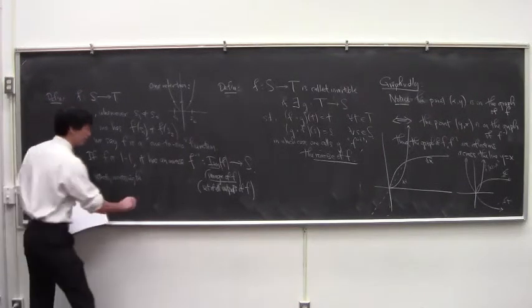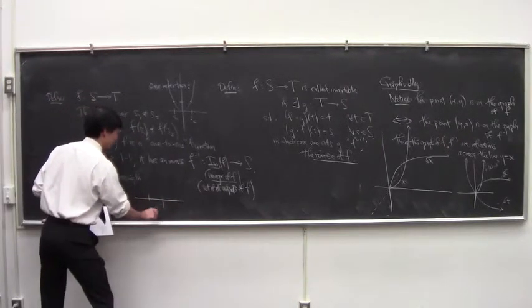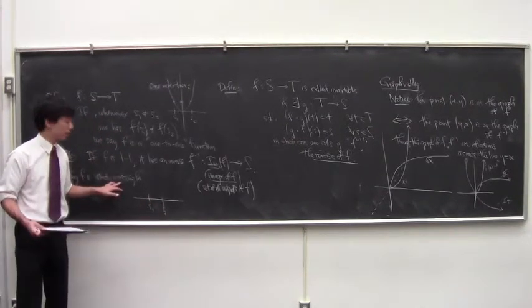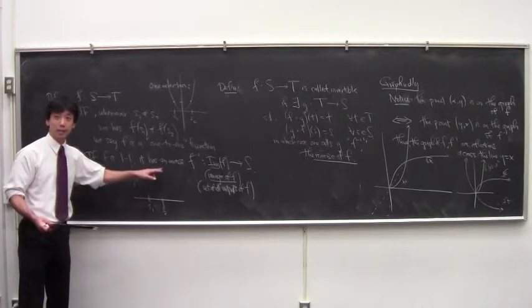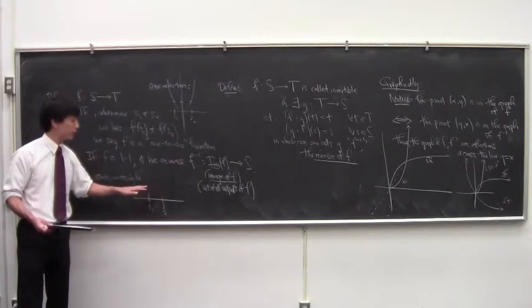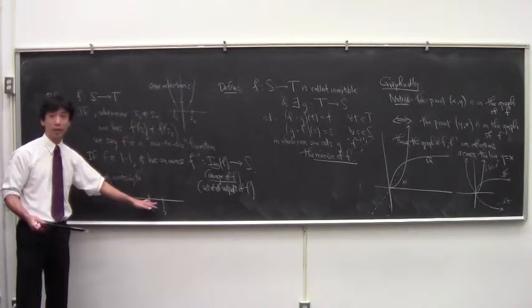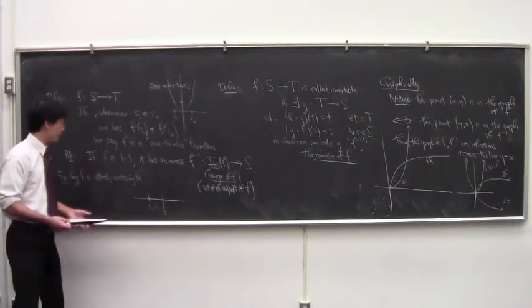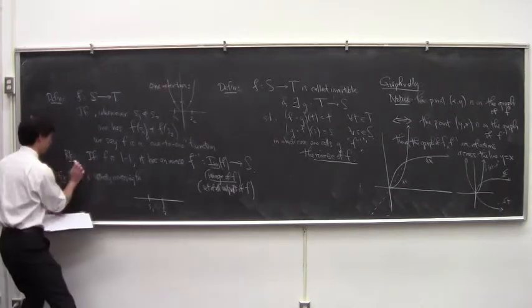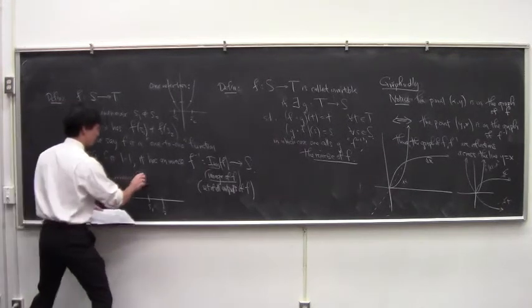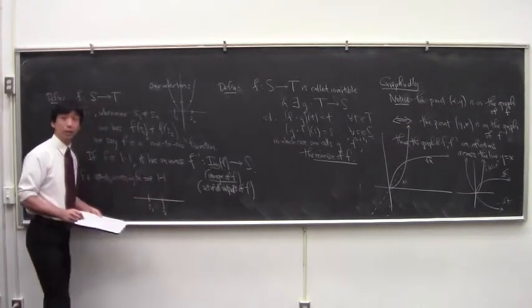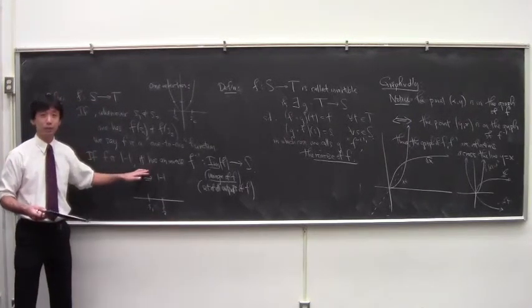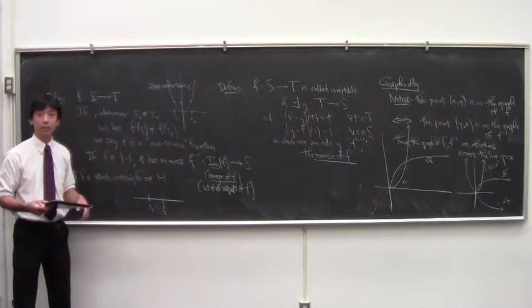Because if you have two different points, one will be on the left, and since it's strictly increasing, that tells you the one on the left is less than the one on the right. So no matter what two points you have, they're never going to have the same output value. So if f is strictly increasing, then that guarantees that it's one to one, and that guarantees that this function has an inverse from its image back to its domain.